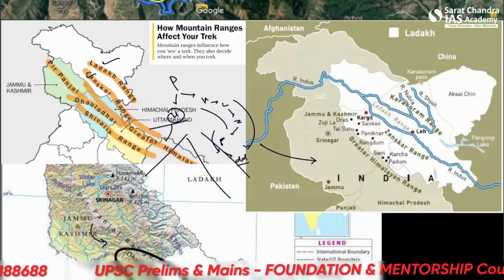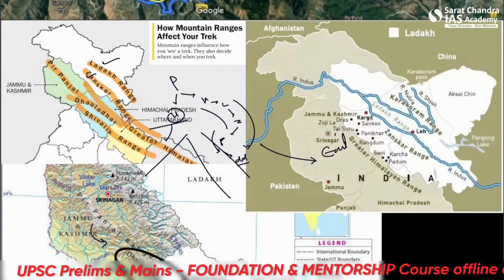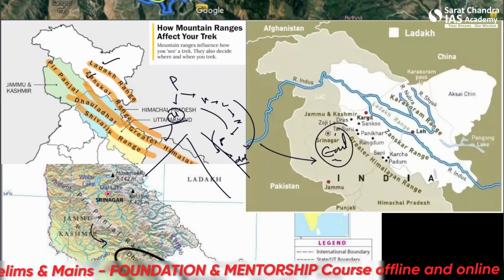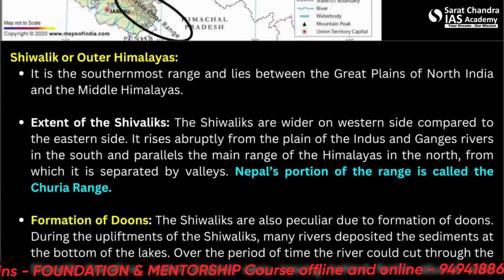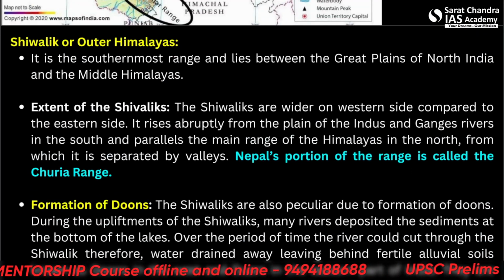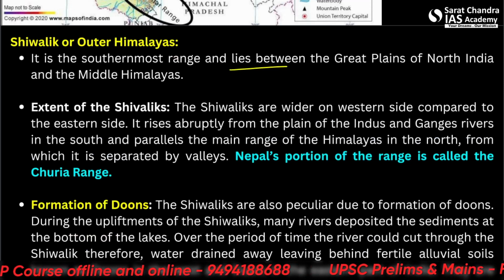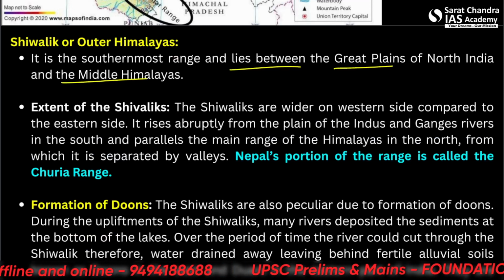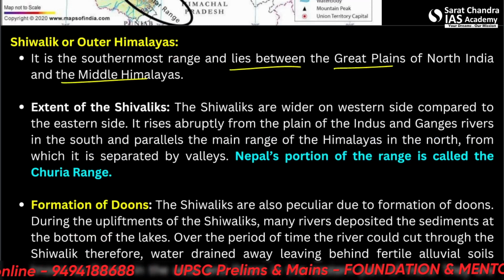Alright, and when we move here, we'll see the eastern ranges. So that we'll talk later about. Alright, let's move forward. So Shivalik or Outer Himalaya. So it's the southernmost range of the Himalayas and lies between the Great Plains of North India and the Middle Himalayas. So what is the extent of the Shivaliks?